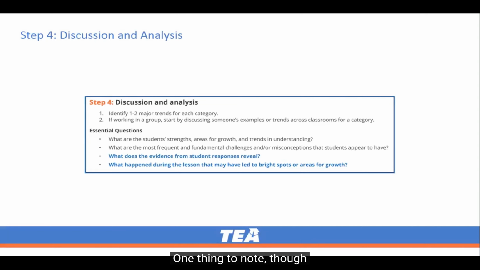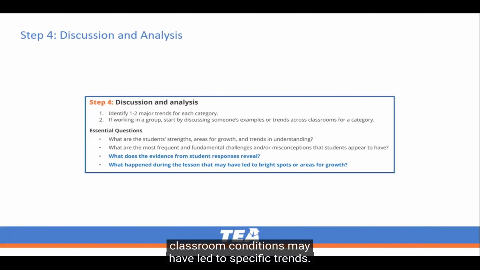One thing to note, though it will not be present in this video, in your collaborative meetings, you will continue the discussion and analysis past naming strengths and areas of growth to extend to the larger picture of the classroom. Once trends have been identified, you will consider what teacher actions and classroom conditions may have led to specific trends. This will create additional opportunities for the types of data-based, grade-level appropriate adjustments that we will discuss in Step 5. All right, let's begin our initial analysis.